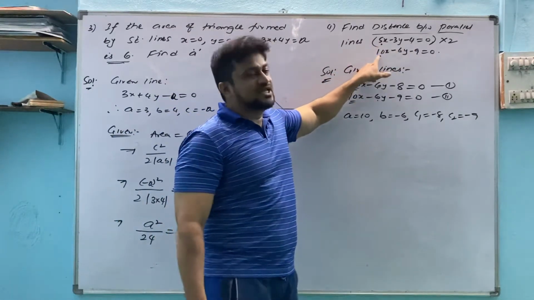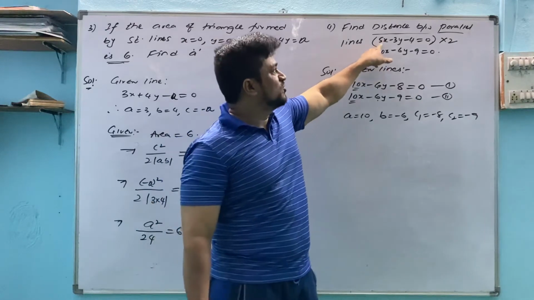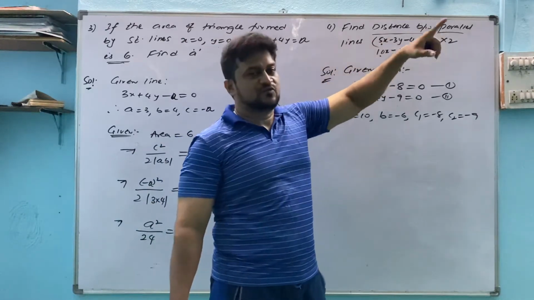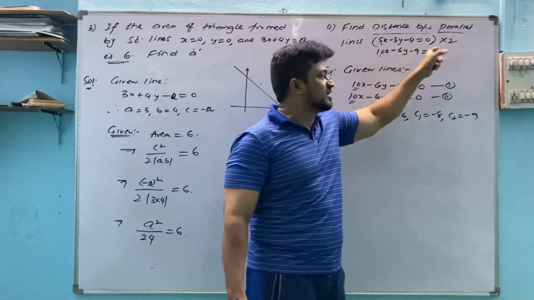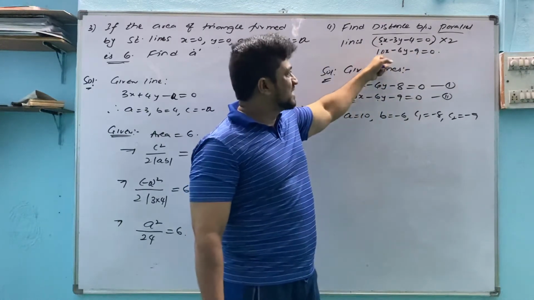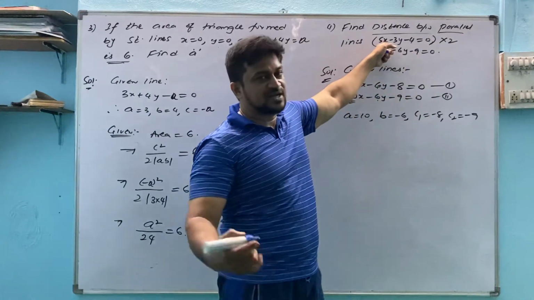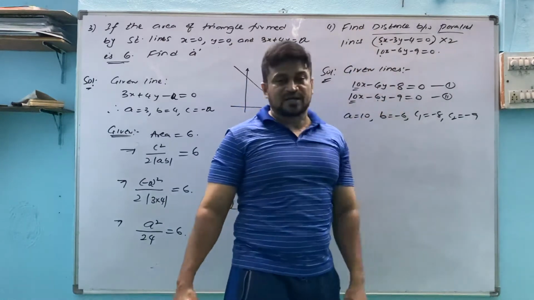Suppose we have 20 here instead. Then what would we do? 5 into 4 we have to do. We have to multiply all the values by 4 if 20 is given to us. Because 10 is given, we can make 5 into 10 by multiplying by 2, so the whole equation is to be multiplied by 2.